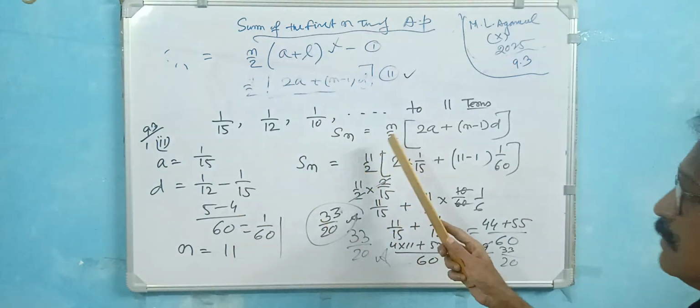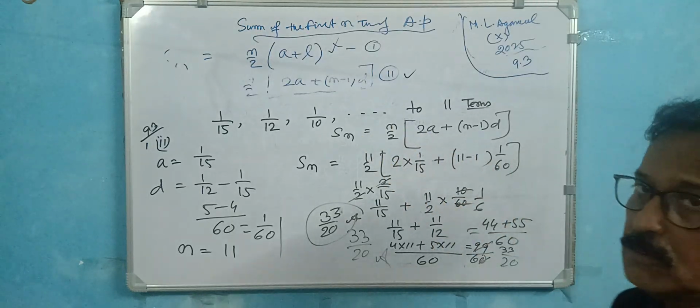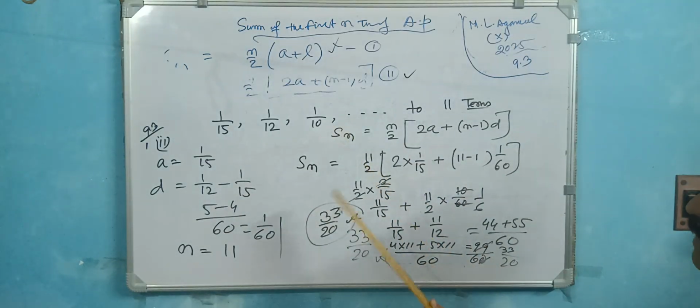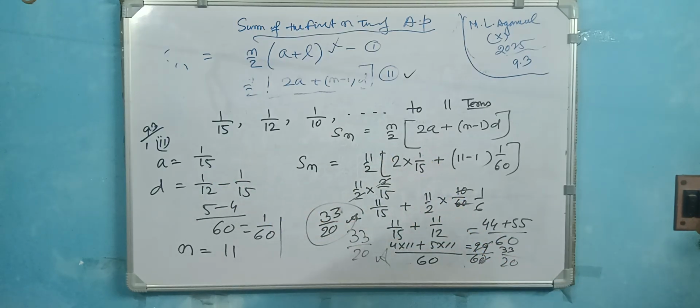Sn: you just apply the formula. Sn is equal to n by 2 bracket 2a plus n minus 1 into d. No problem. Clear? Now Sn means the sum of the first n terms. N is 11. So 11 by 2, 2 into a, a is 1 by 15.